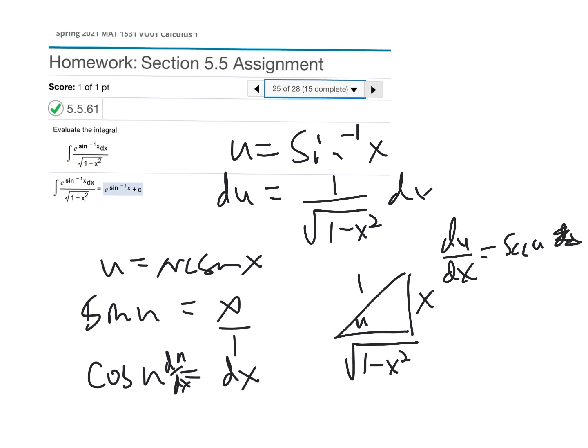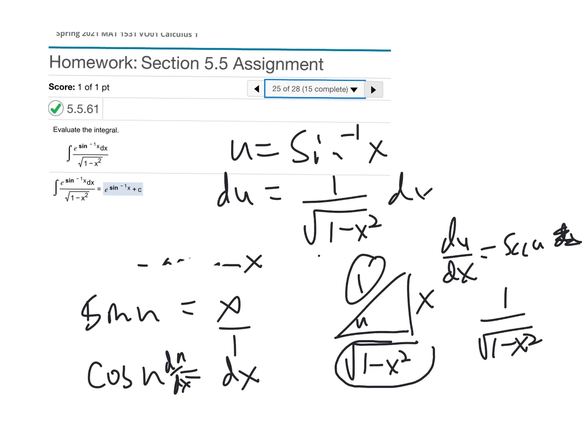But let's leave it there. And so the secant will be the hypotenuse over the adjacent, right? So 1 over the square root of 1 minus x squared, which is what we have here. So, I mean, you can memorize the formula, or you can just do this each time. And after a while, it becomes very fast.